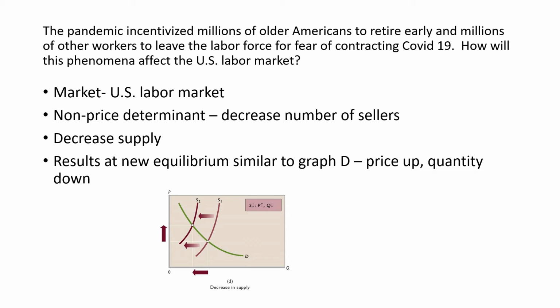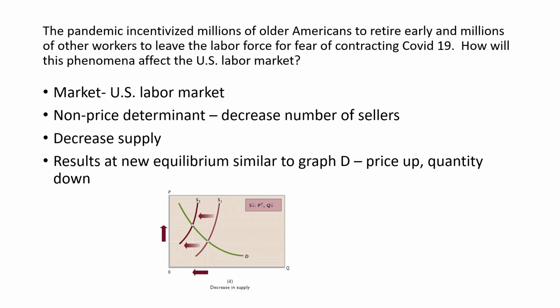Well, that's what it is today. There were more before the pandemic. So that's the market. What's the non-price determinant? There's going to be a decrease in the number of sellers. Why? In this case, we're analyzing a market for labor, and the sellers are households who own the fruits of their own labor. But many of those individuals have decided to sell less of their labor, in other words, get out of the labor force. So the non-price determinant here is there are fewer sellers, aka individuals, in the U.S. labor market.